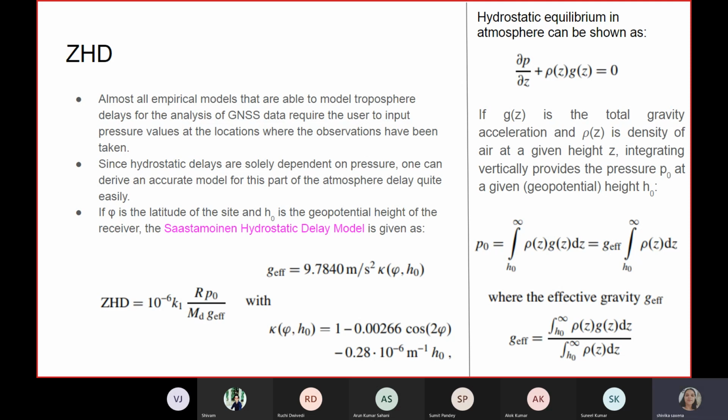using two very popular models. There are more models, but the most popular models are the Hopfield model and the Saastamoinen model, to compute zenith hydrostatic delay. This is the equation shared which comes under the Saastamoinen model.